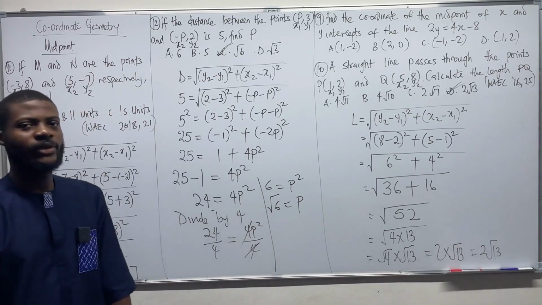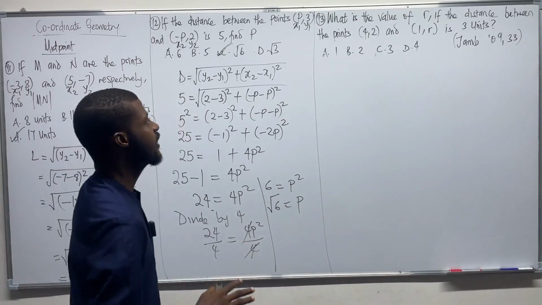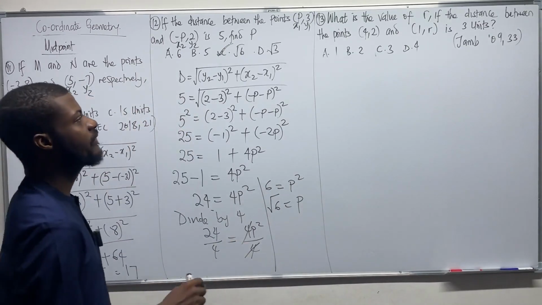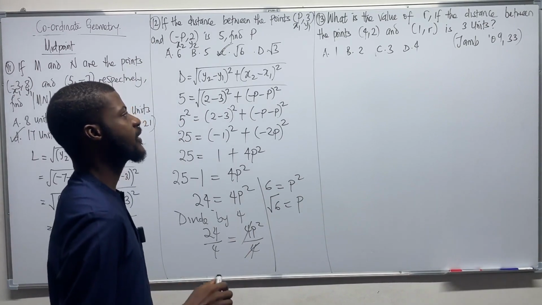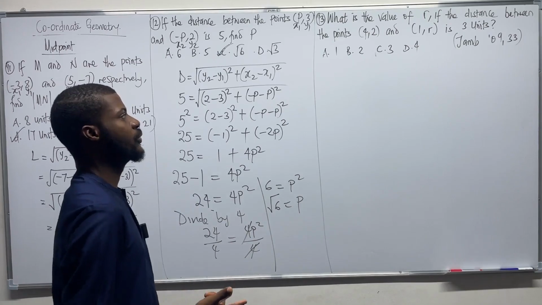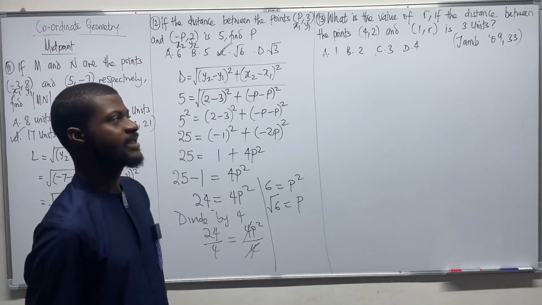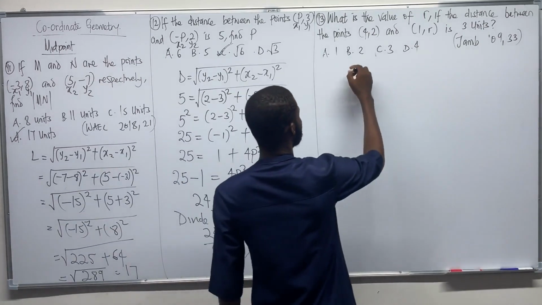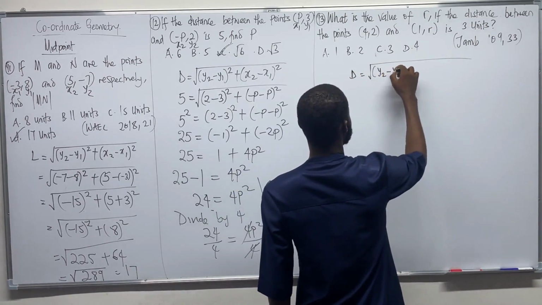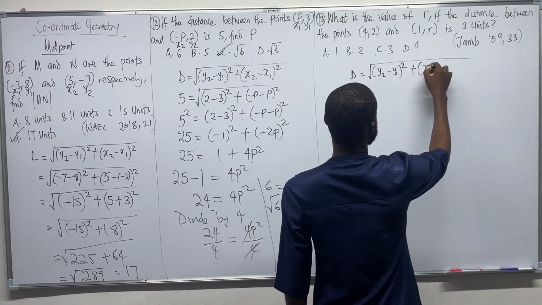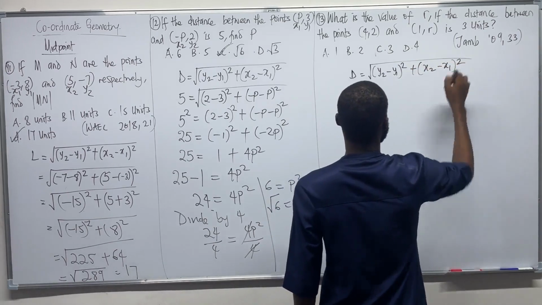Let us go to the next one, number 13. Here's the next question. It says, what is the value of r if the distance between the points (4, 2) and (1, r) is 3 units? So what are we to do? Let us write out our formula for distance first. Remember that distance is the square root of y2 minus y1 all squared plus x2 minus x1 all squared.